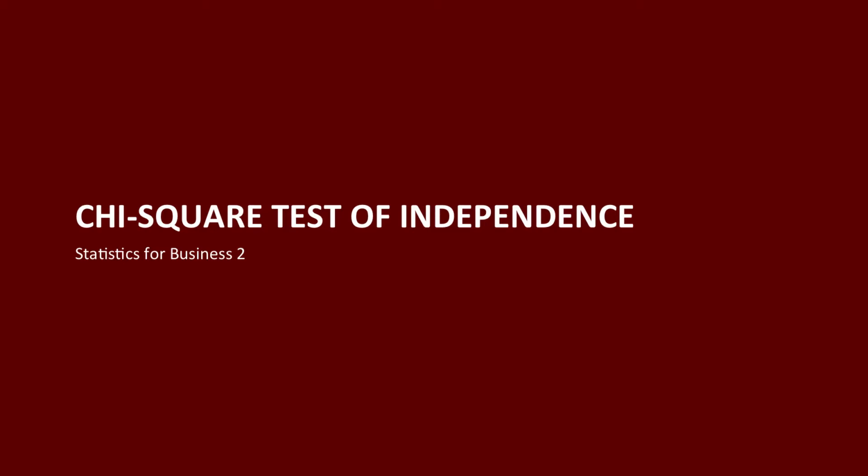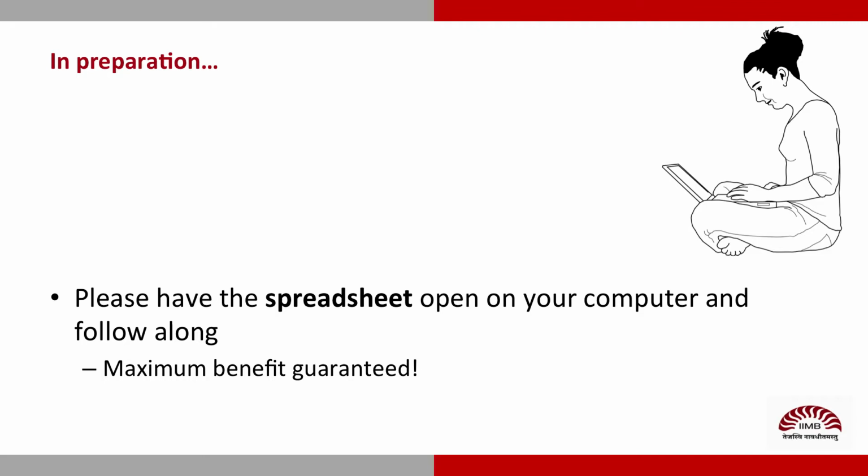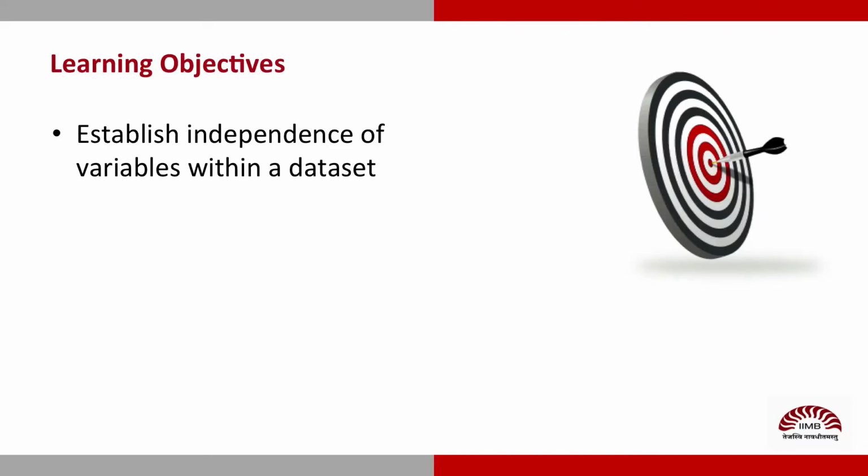Chi-square test of independence. Session prerequisites. Browse to our earlier material on independence of variables. In preparation, please have the spreadsheet open on your computer and follow along. Maximum benefit guaranteed. Learning objective: establish independence of variables within a dataset.